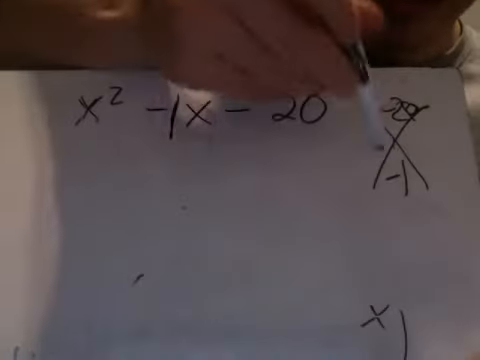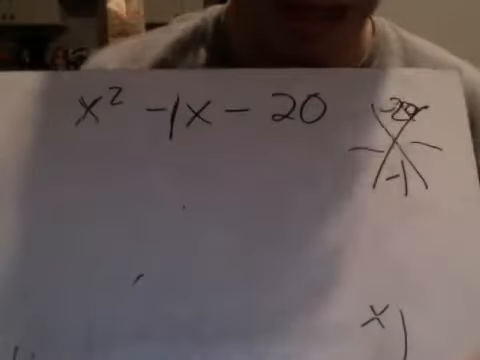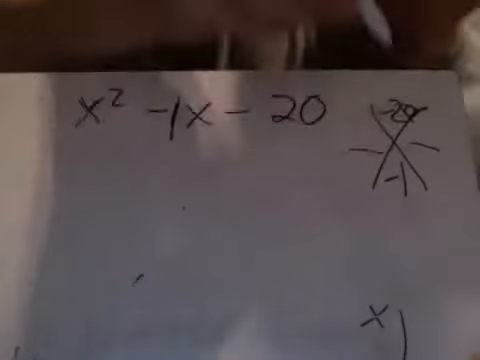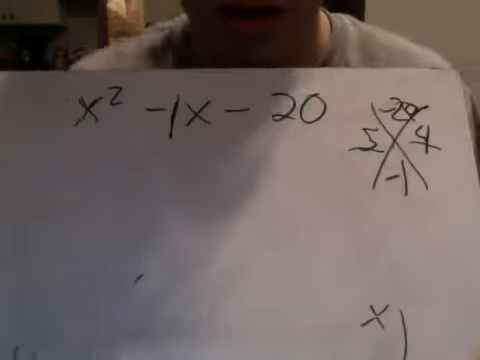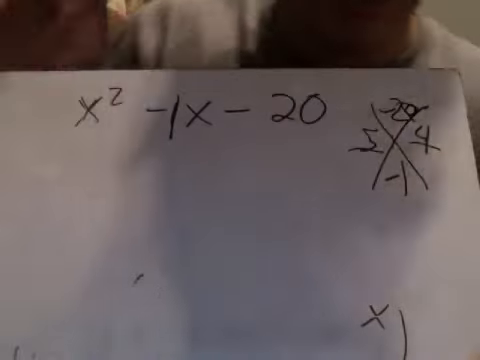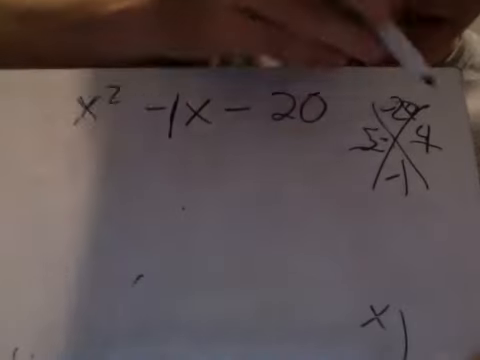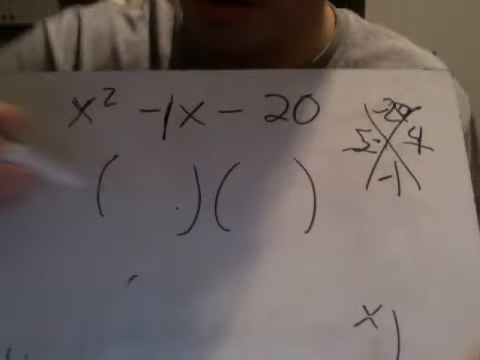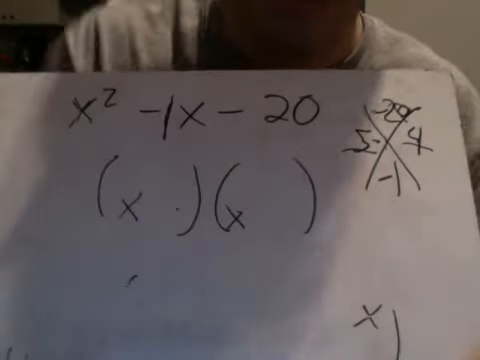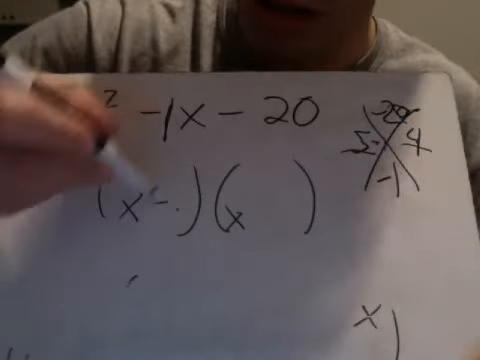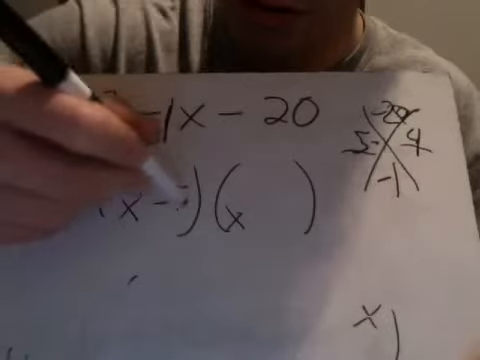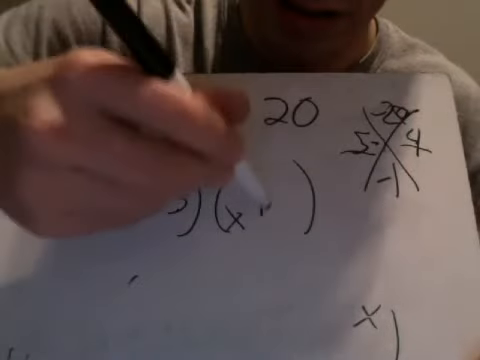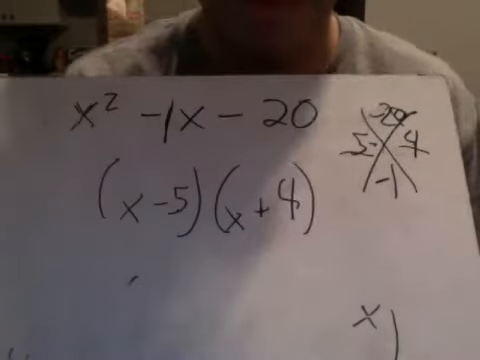So two numbers that add up to -1 and multiply to -20. I think it's going to be 5 and 4. The 5 is going to be negative, because 4 minus 5 would give me -1. I can go straight to my answer. x minus 5, x plus 4.